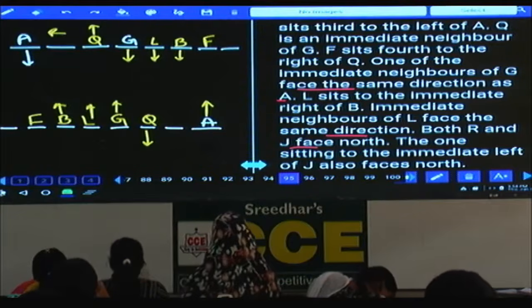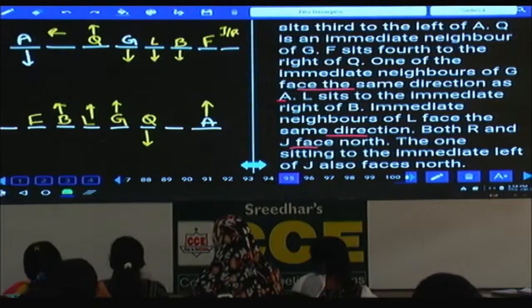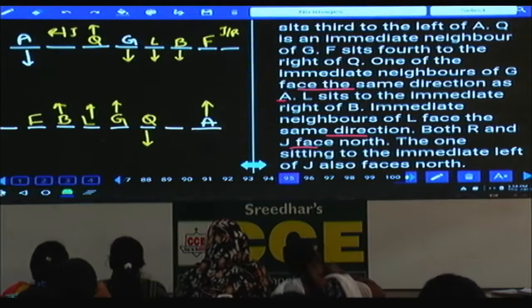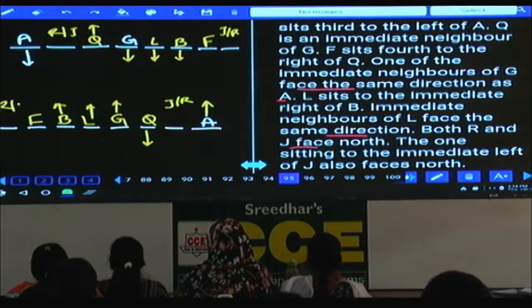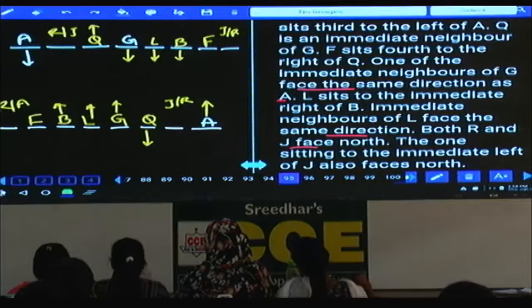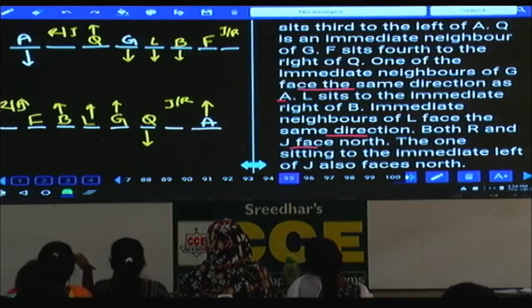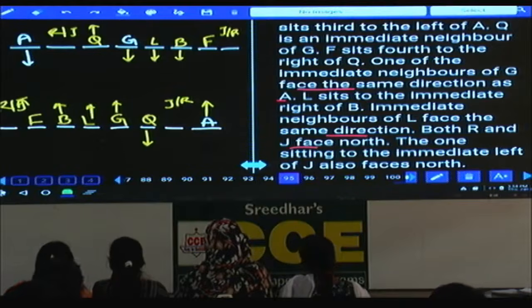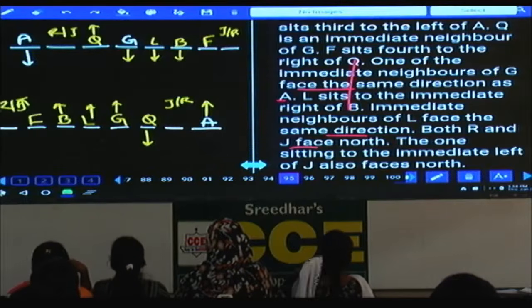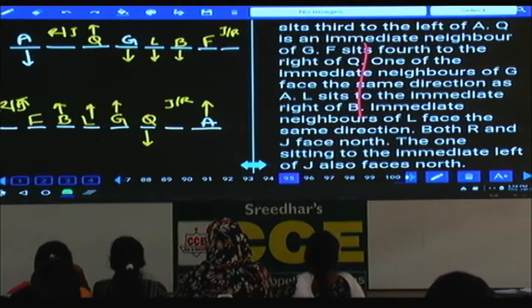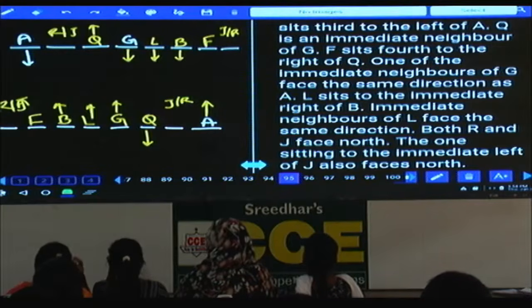If R is here, J will be here. Similarly here also R and J. Both R and J are facing which direction? North. Both R and J face north. The one sitting to the immediate left of J also faces north. Now here the question is about what? The one who is to the immediate left of J.